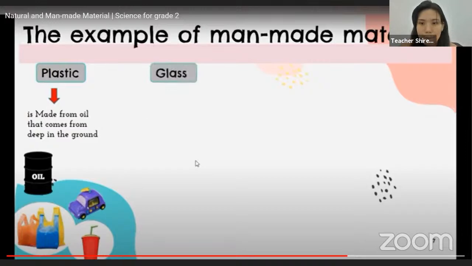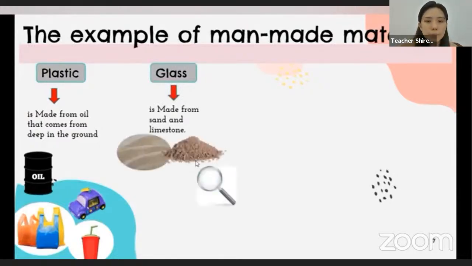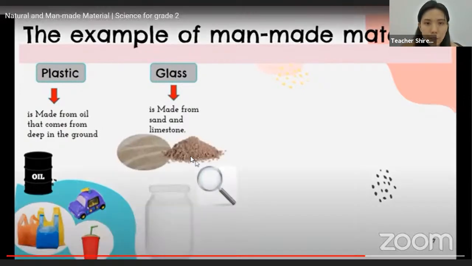Next, glass. Glass is made from sand and limestone. It can be used to make a magnifying glass. If you go to the beach and take the sand, sometimes it's a little bit shiny, right? That shiny thing is what we call silica. The silica is what makes the glass. That's why it's transparent or shiny. It looks a little bit like salt. And glass jar.